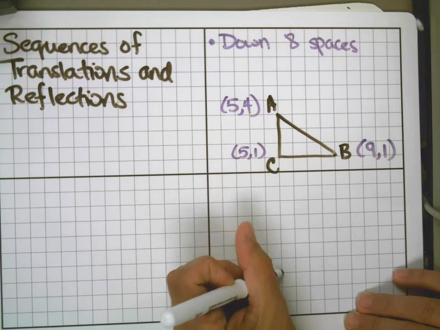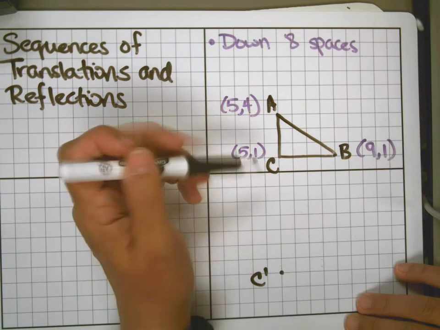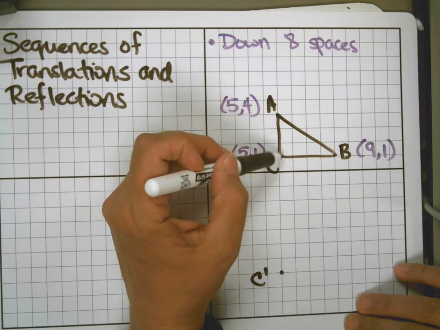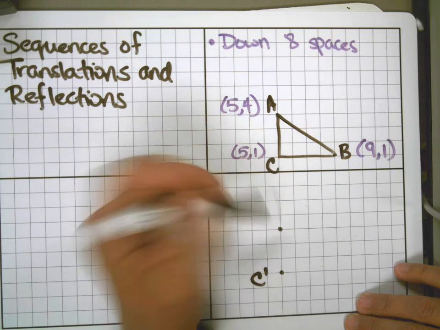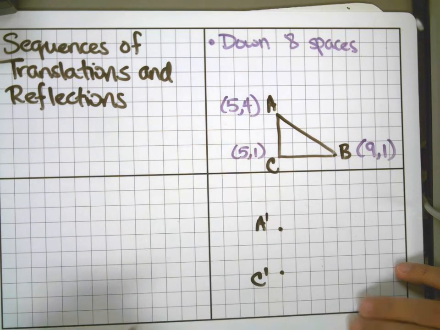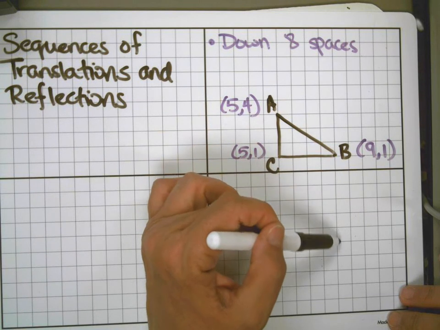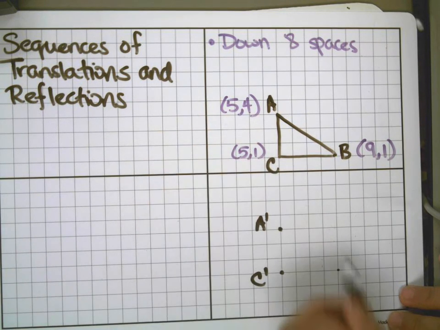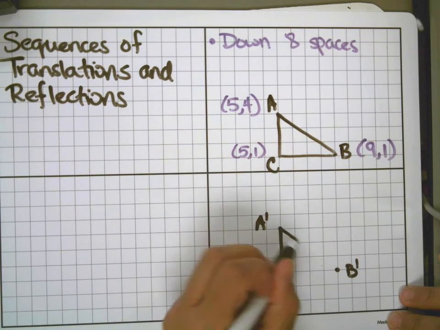So this spot right here is now called C prime, and it gets an apostrophe. A is going to go down 1, 2, 3, 4, 5, 6, 7, 8 right here. This new spot is A prime. And B also goes down 8, and this is now called B prime. So I can redraw this new version of my triangle.